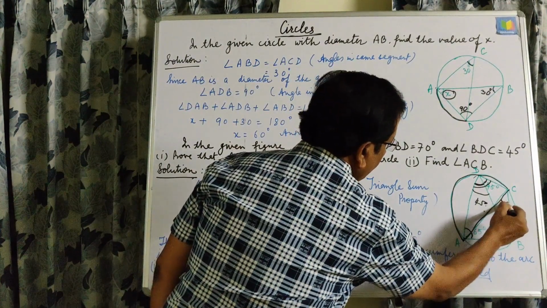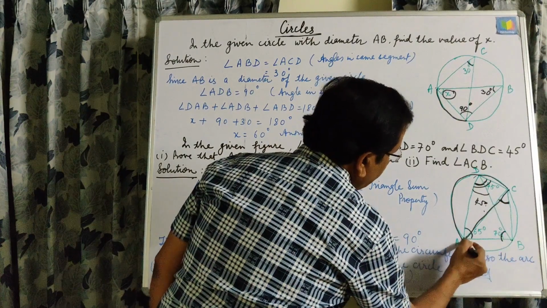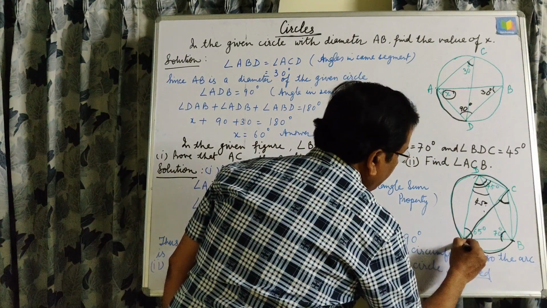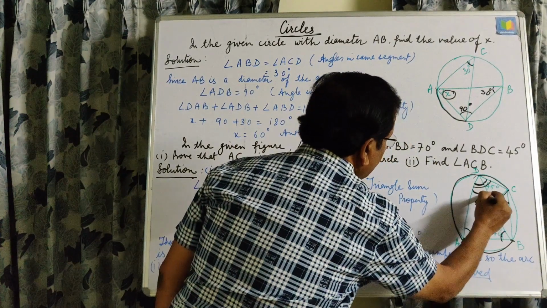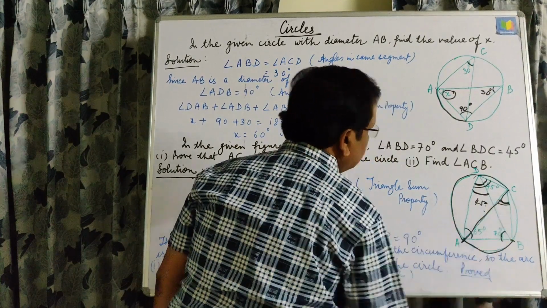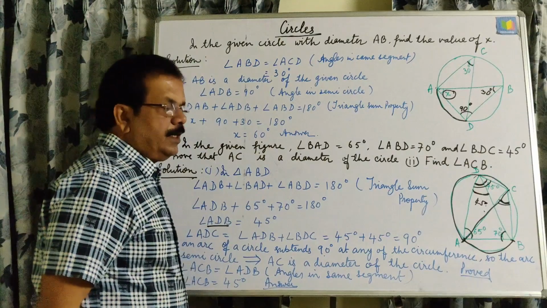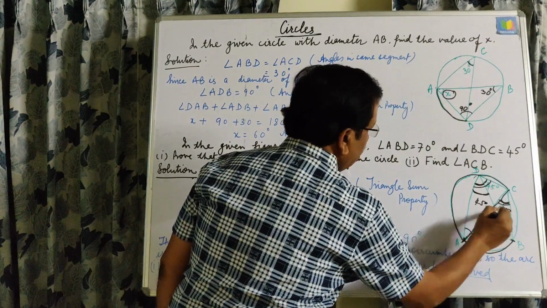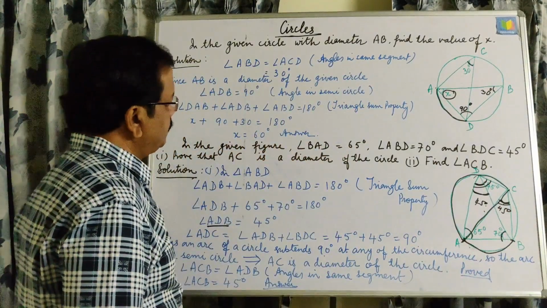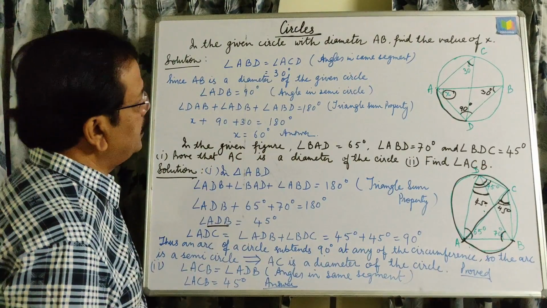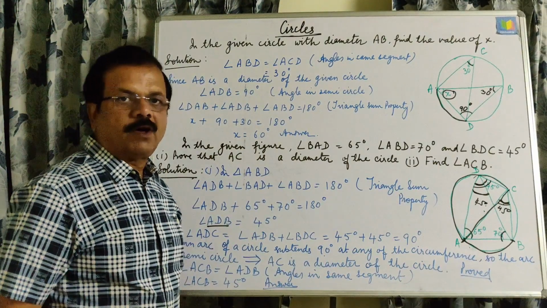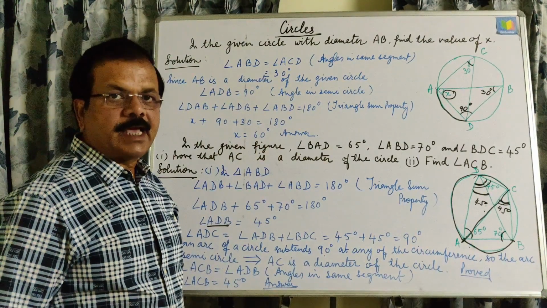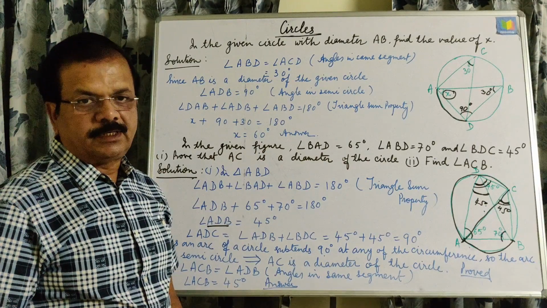Now again for this ACB, we can select this arc. Selection of arc is very important. This arc is making this angle 45 degrees here, and the same arc is making an angle here. So again taking this as arc, angles in the same segment, this is also 45 degrees. Okay, and this is all types of questions related to angle properties of circle. Now we will do questions from the cyclic property, that is, cyclic quadrilateral.